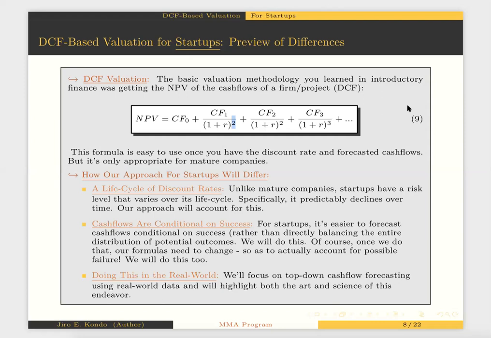All right. We might as well continue with our discussion of DCF-based valuation. Now what we're going to do is talk about how we adapt our NPV calculations to the context of startups. So relative to the standard approach, when we're valuing startups, there are going to be a few things that we're going to do a bit differently.